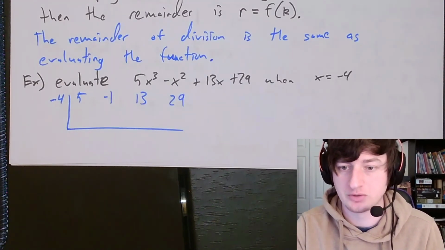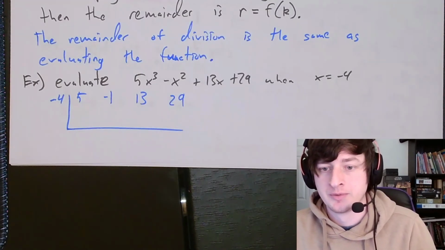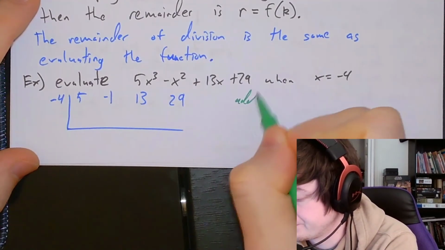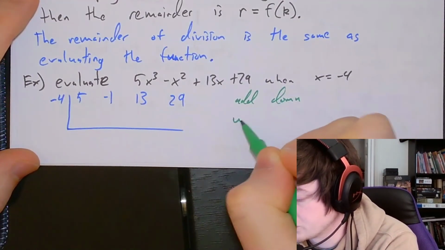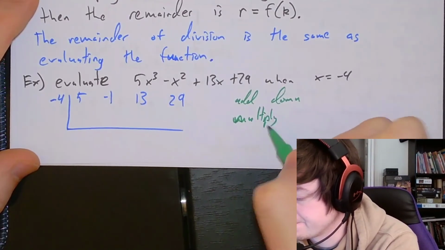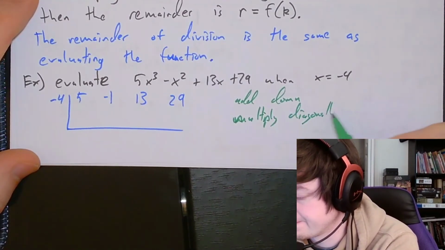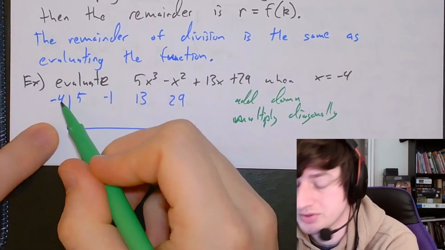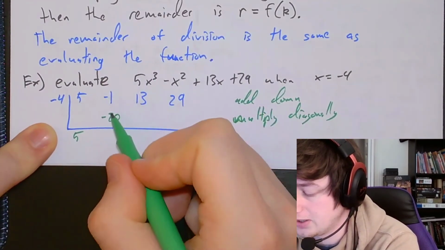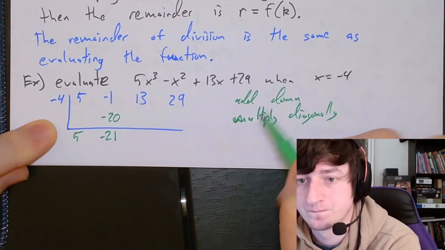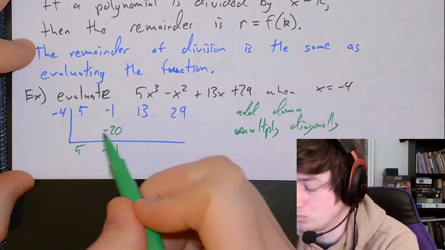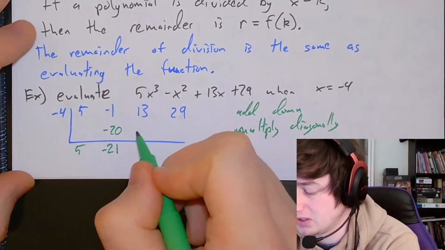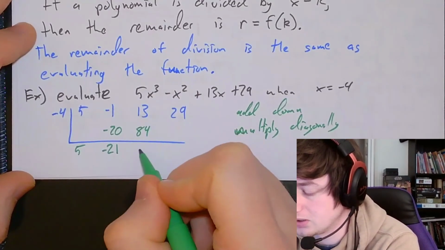Now the numbers are going to get kind of large, and that's okay. But we're just going to do our normal synthetic division. We're going to add down and multiply diagonally. So 5 times negative 4 is negative 20. Add down, we get negative 21. Multiply by negative 4, and we get positive 84. We add down, we get 97.